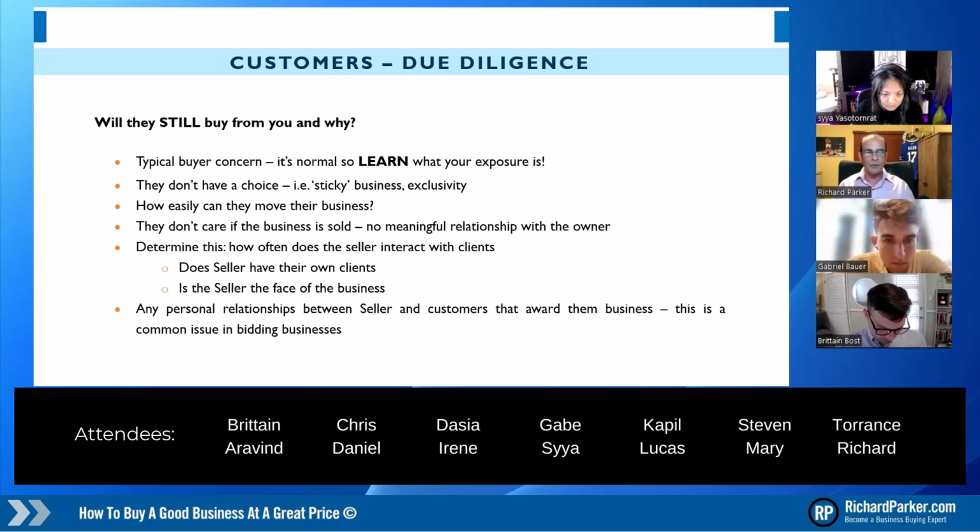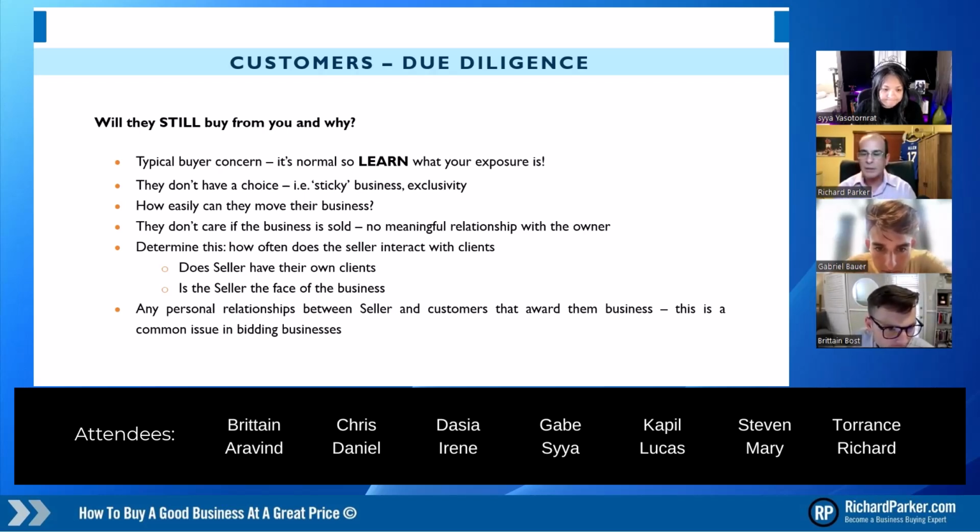How easily can they move their businesses? And very often they don't care if the business is sold. There's no meaningful relationship with the owner. So that's okay too. Some of these things you want to determine. How often the seller interacts with the clients. Does the seller have their own clients? Is the seller the face of the business? These are really, really important.